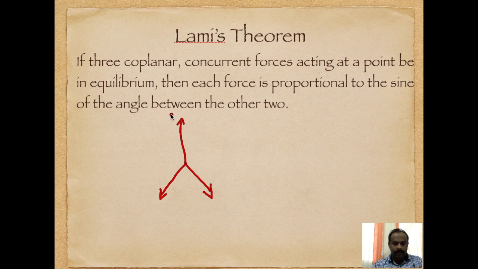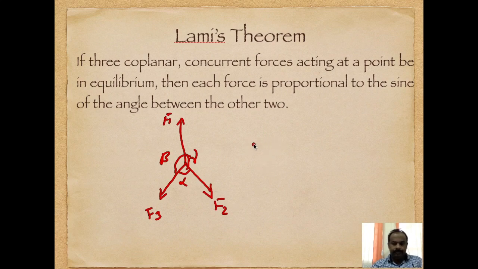So this is force F1 and this is your alpha. F2, this is your beta. If you do like that, it will be easy. And F3, and this angle is gamma. So these are your three angles. So let's write the theorem and I'll show you how it will look.